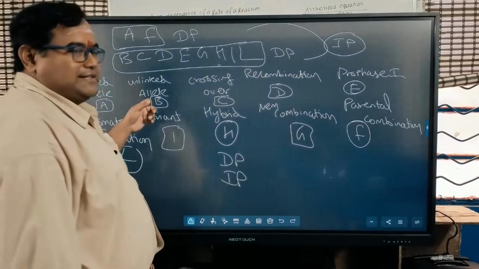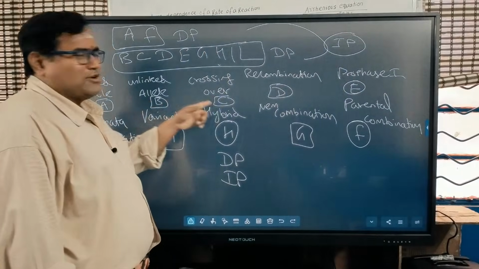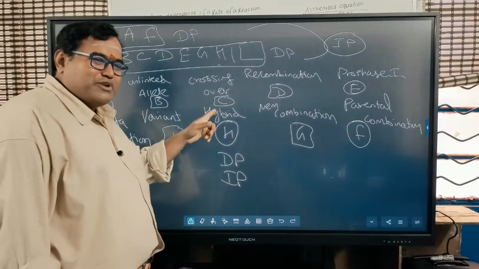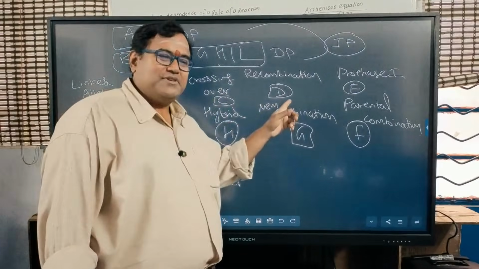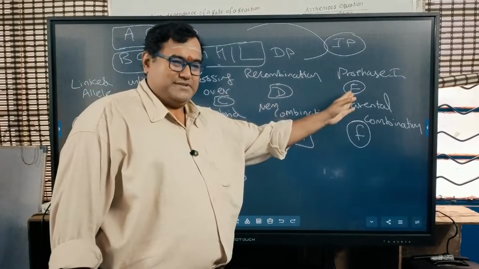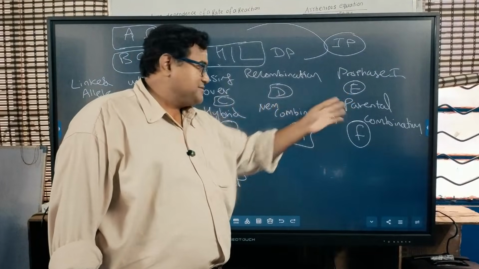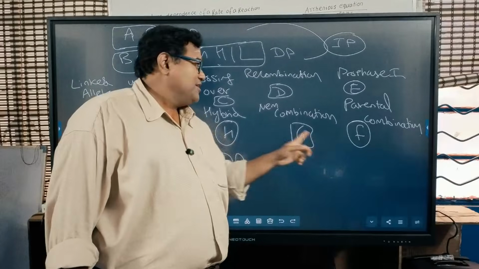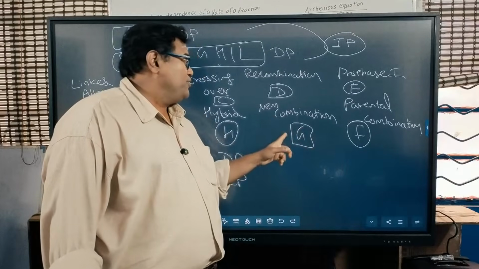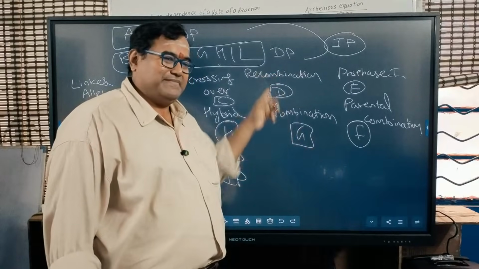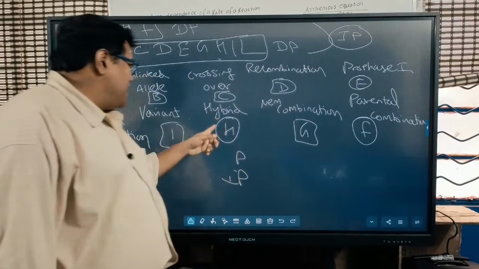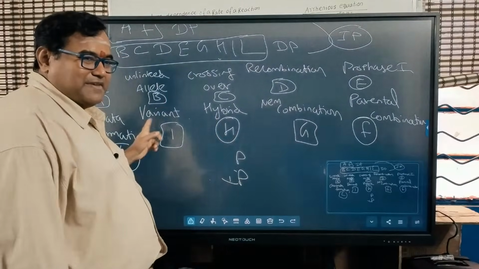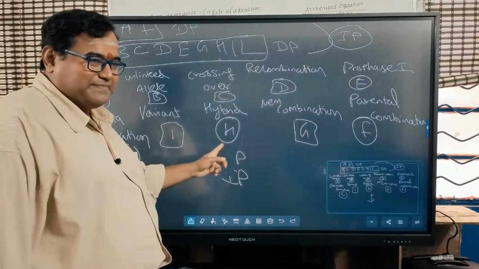So if unlinked alleles are there much more, definitely crossing over will happen. If crossing over happens, recombination happens. Recombination happens in prophase one of meiosis one. So definitely there will be no chance for parental combination. Only new combination will be there. New combination and recombination both are same. Hybrid and variant both are same.